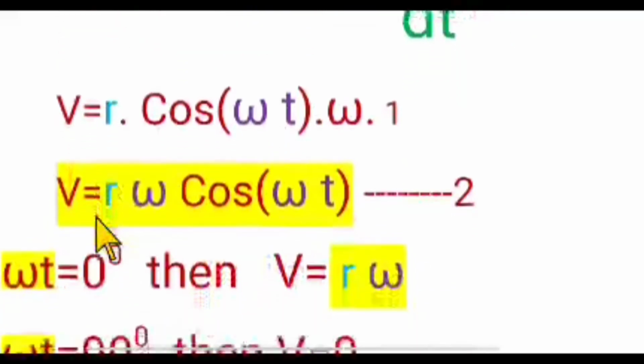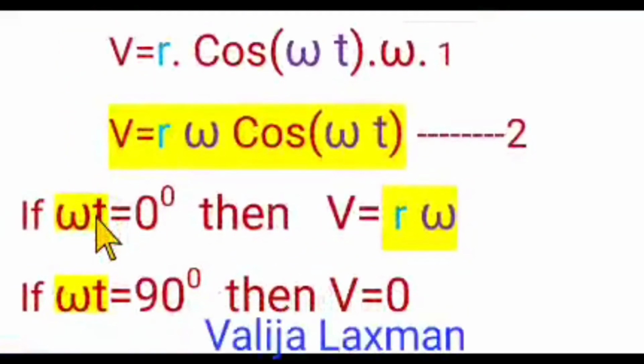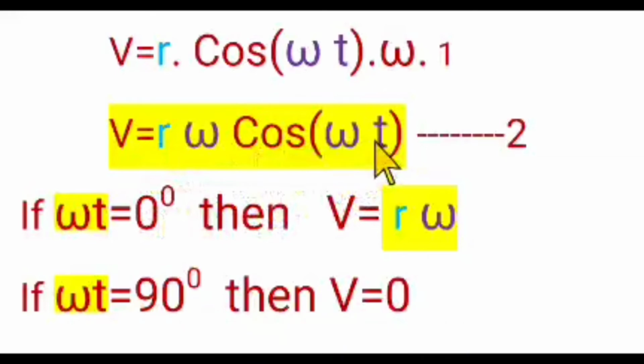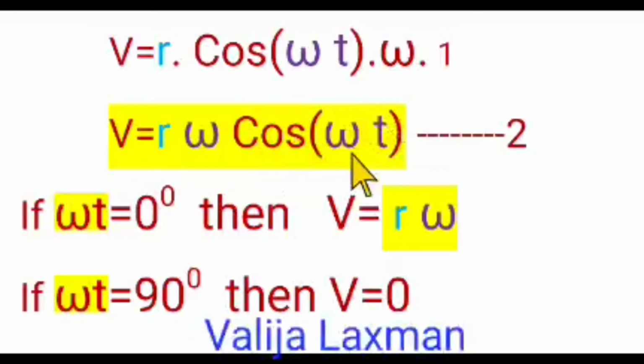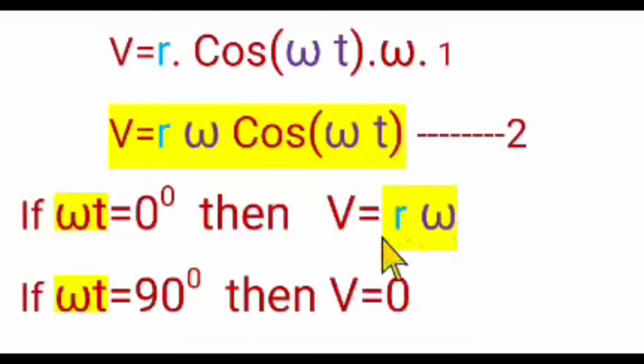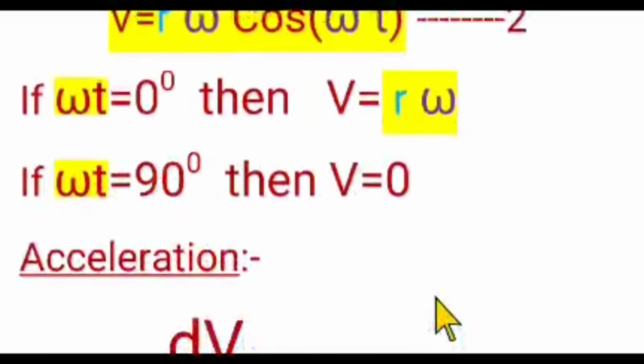Now in this also we can have two conditions. If omega t equal to 0 degrees here, if you are substituting, you will be getting v equal to r omega into cos 0, that is nothing but 1. So you will be getting v is equal to r omega. In this also again, if you are substituting 90 degrees, cos 90 becomes 0, so velocity becomes 0. So this is pertaining to mean position. So at the mean position velocity is maximum, that is r omega. At extreme points the velocity is minimum, that is equal to 0. This is for velocity.